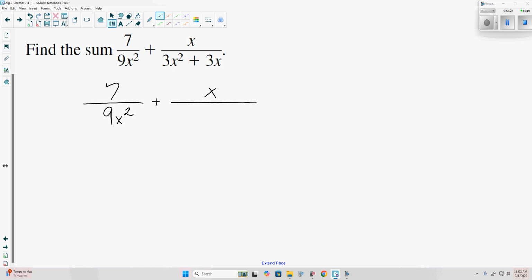Let's look at the other one, 3x squared plus 3x. First place we always should be looking is greatest common factor. There is a common factor of 3x. And if we factor this 3x out of 3x squared, we're left with x plus.